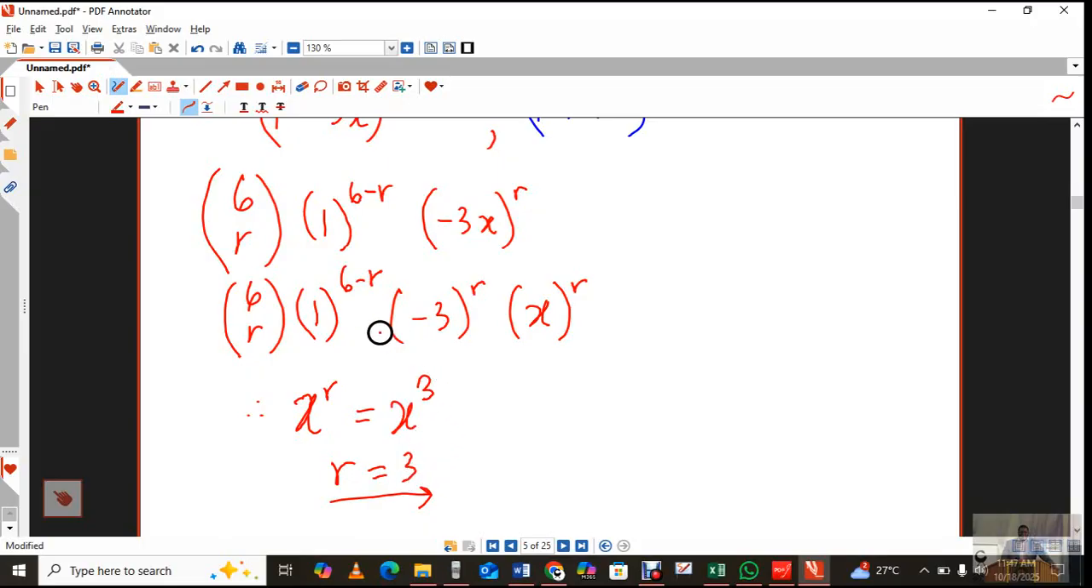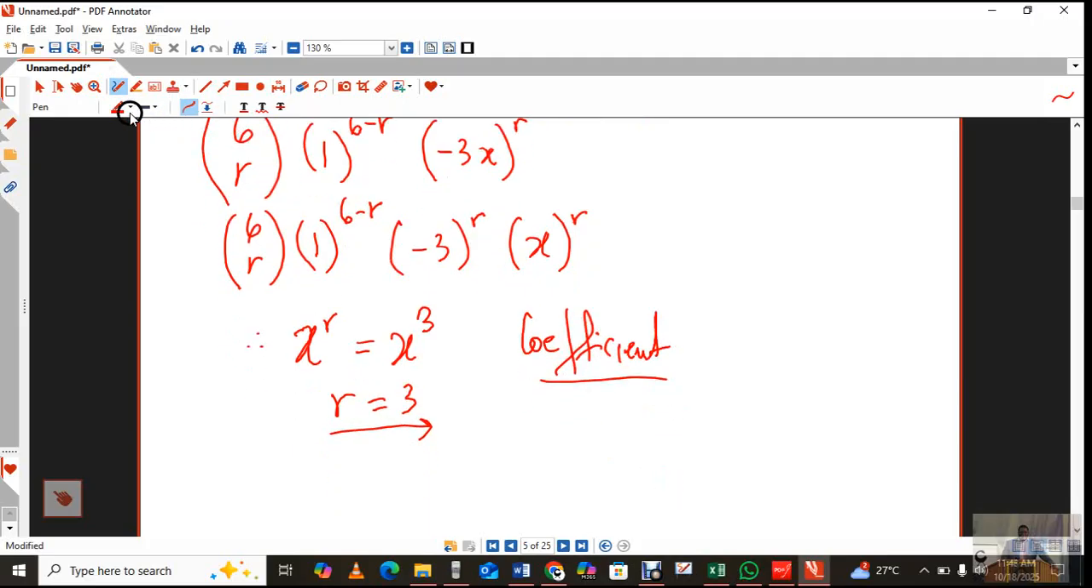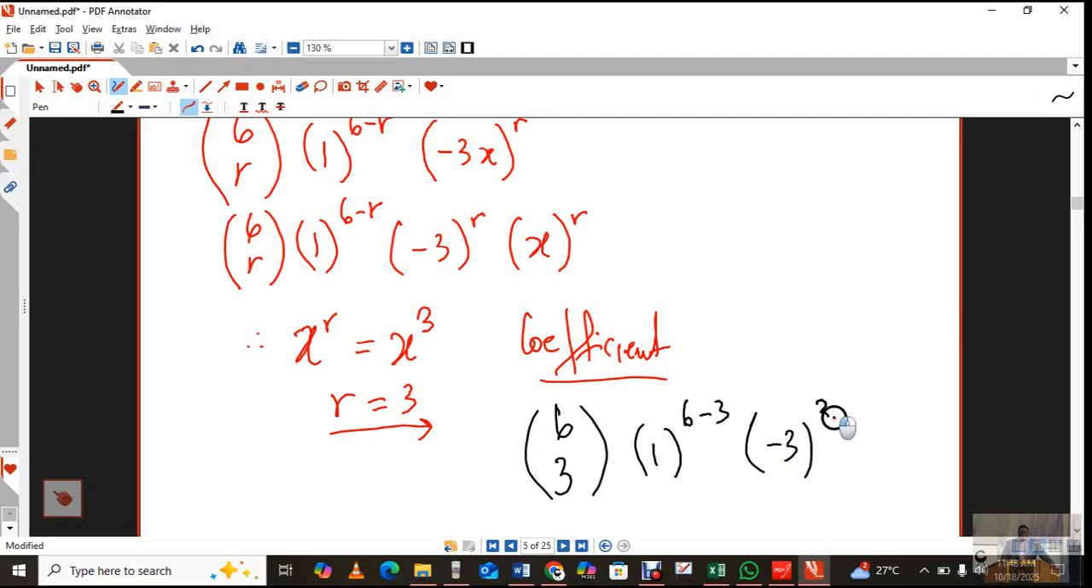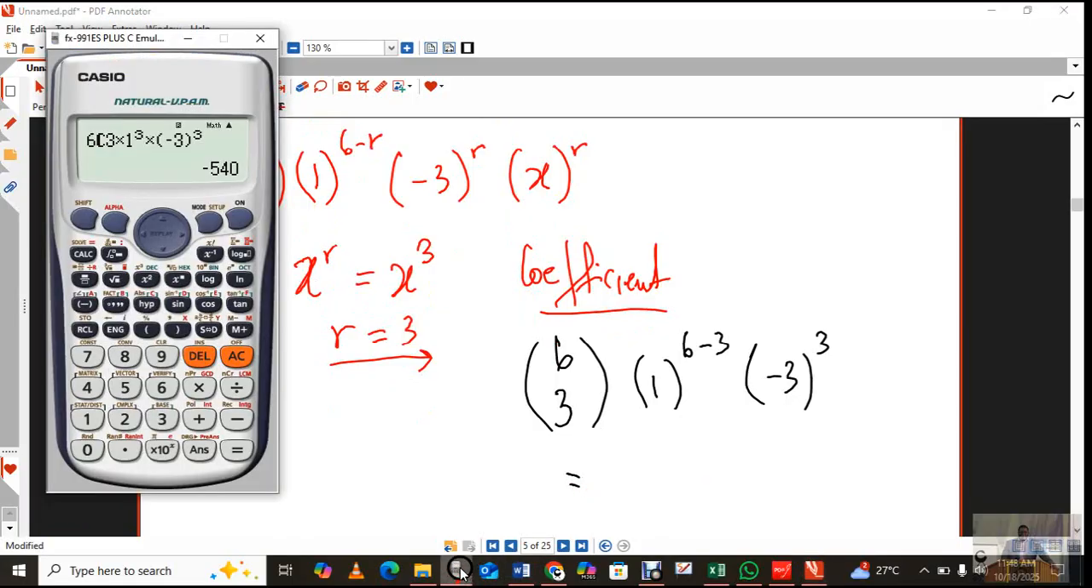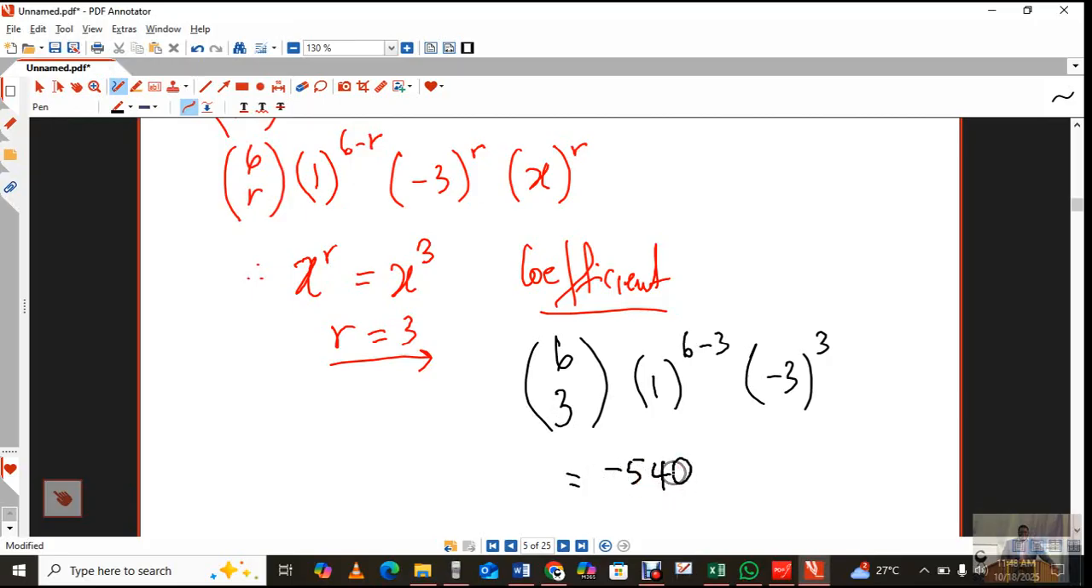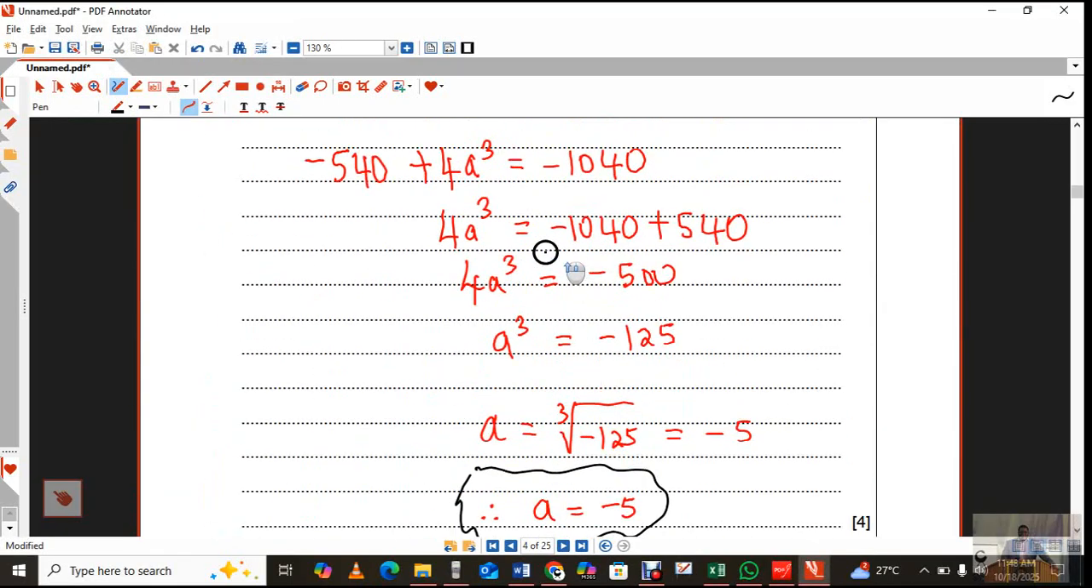Now that I know what r is, you can just go back in there and you can find the coefficient. The coefficient will be the one without the x cubed. So if you find the coefficient now, since you now know what r is, you will be saying, okay, 6 choose 3 now. Then you have 1 to the power 6 minus 3, and then you have negative 3 to that power. Right, so this is going to give me the coefficient. And if you now play around with that and see what you get, it's obviously going to be a scenario where you're going to have this answer, which is already over here. Then you have the minus 540. And that is the minus 540 that we have over here.